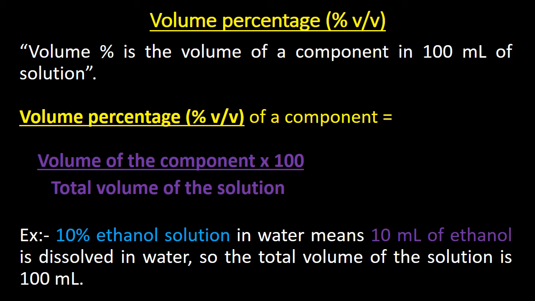Let us know what is the meaning of volume percentage. Volume percent is the volume of a component in 100 ml of solution. This can be given by the following expression, that is volume percentage of a component is equal to volume of that component into 100 divided by total volume of the solution. For example, 10% ethanol solution in water means 10 ml of ethanol dissolved in water, so the total volume of the solution is 100 ml.